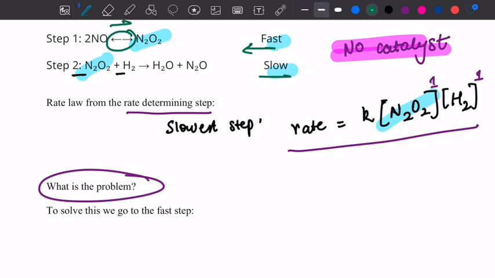Sorry, it is the other way around. The causality is the other way around. Because this step is fast, it is actually happening in both directions. So as soon as N2O2 is produced, some of it goes back and breaks up as NO.